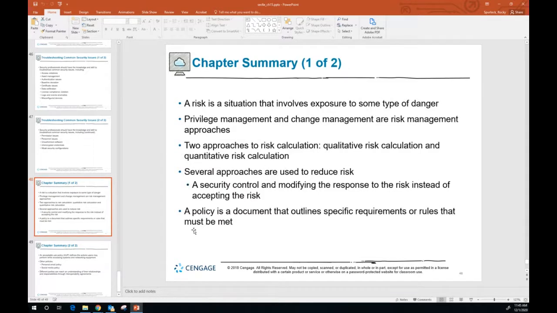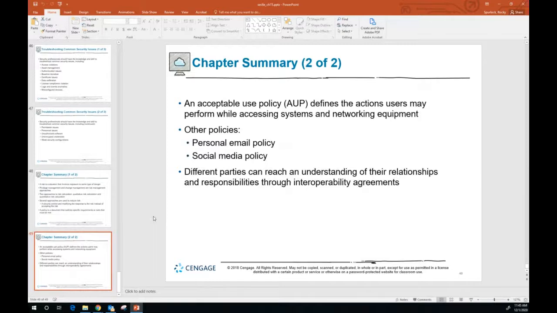So in this chapter, we went over what a risk is. We looked at some different ways to calculate risk, and there are several ways to reduce the risk. We've also looked at a security policy and how it's broken down, and how different parties can reach an understanding to work together in their interoperability agreements.